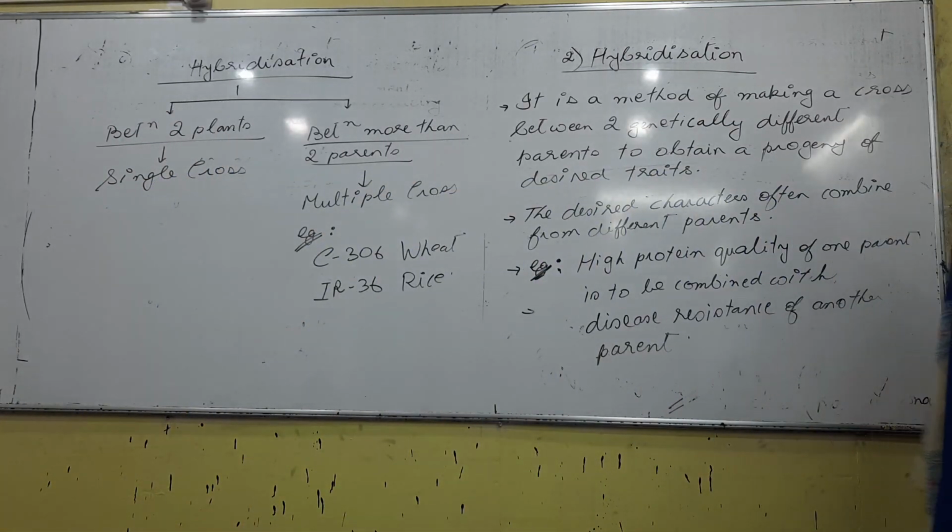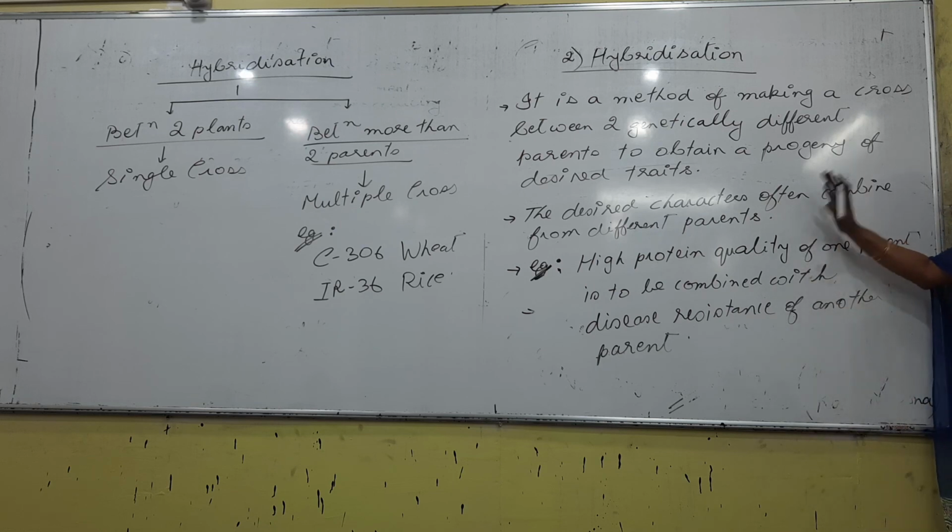So for plant breeding, how will you go for plant breeding? You can go for hybridization also. You can do hybridization. Plant breeding can be done through hybridization, right? What is hybridization? We understood. In hybridization we make a cross to get a desired product, right?